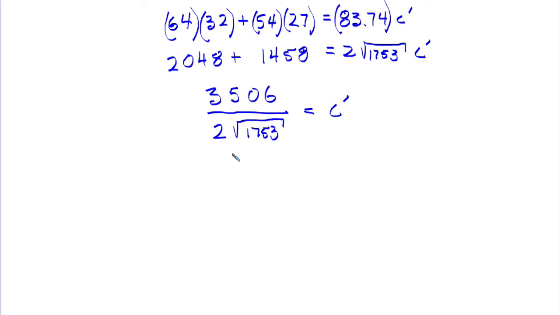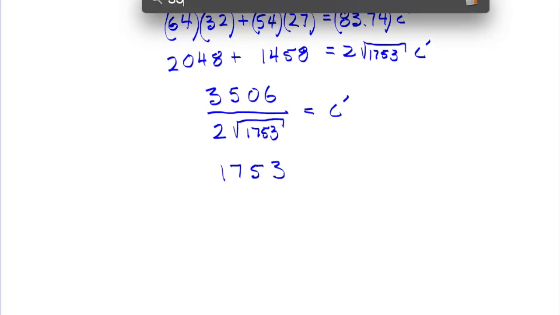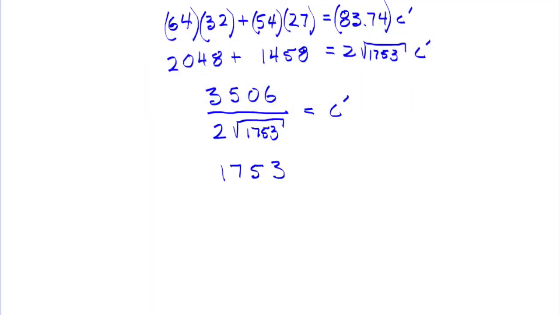So 3506, if you divide that in half, mental math really quick, what is that going to be? It's going to be 1753. No, I got it right. 3506 over 2 is 1753.